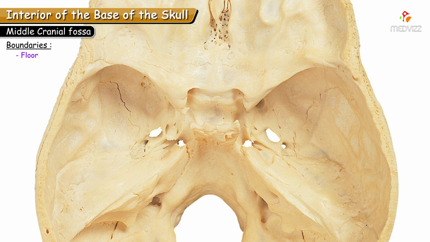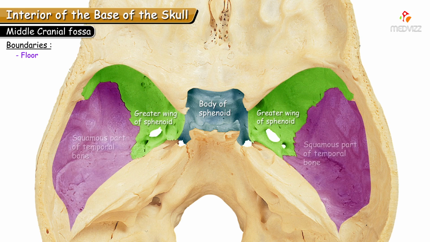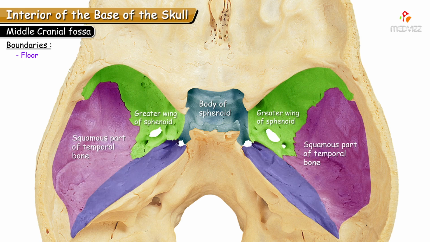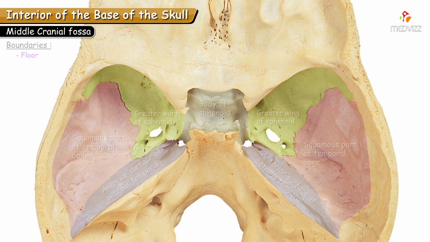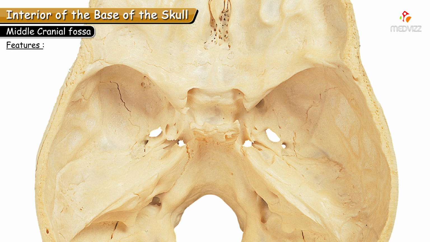The floor of middle cranial fossa, for our learning purpose, we can divide it as central portion and lateral portion. Central portion is formed by the body of the sphenoid and lateral portion is formed by the greater wing of sphenoid, squamous part of temporal bone and anterior surface of petrous temporal. Now moving on to the features, we shall begin with the body of the sphenoid which occupies the center portion.